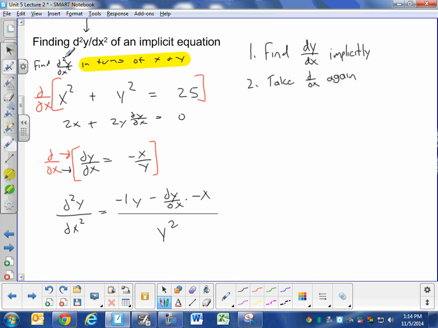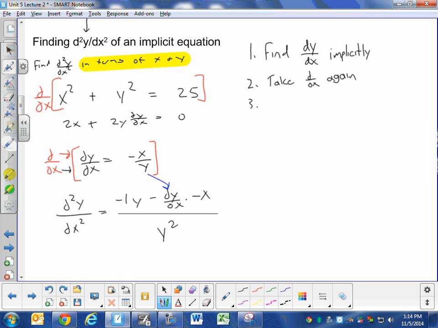I'm looking for d squared y over dx squared, which is what I have, but in terms of x and y. I have x, I have y, and I have dy/dx. This is like an extra thing that I don't want in my second derivative. I'm not asked for it. So what do you think we need to do, Mr. Kaiser? Replace it with the equation of what dy/dx is. Exactly. We know what dy/dx is. It's negative x over y.